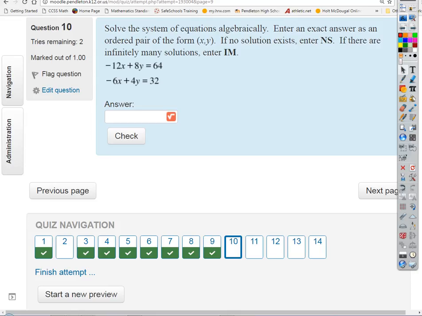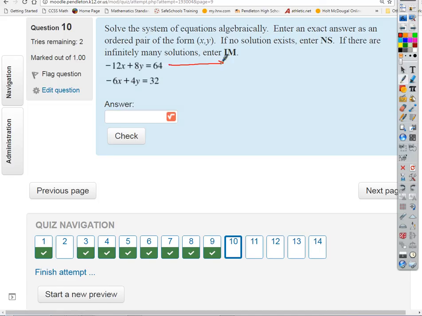How about the x's? What could I multiply the bottom equation by to get the x's to cancel? I want to get the x's to cancel when I add. I've got a negative 12x on the top. What can I multiply the bottom by to get a positive 12x? I could do positive 2 and subtract, or I could do negative 2 and add. Either one, right? I like to add, so I'm going to do the negative 2.